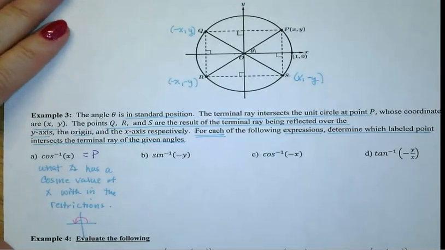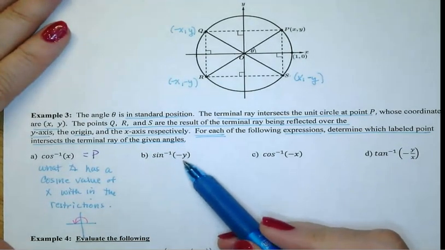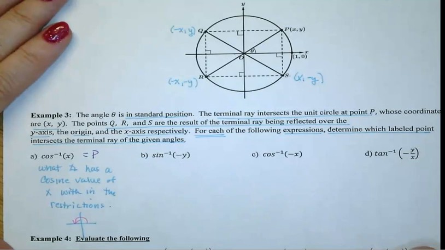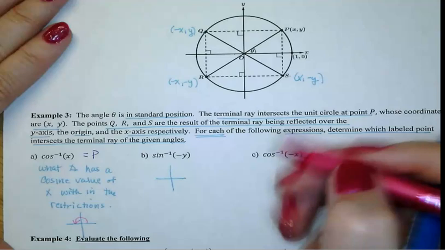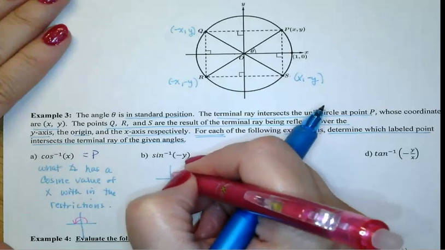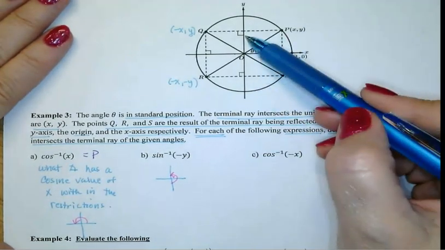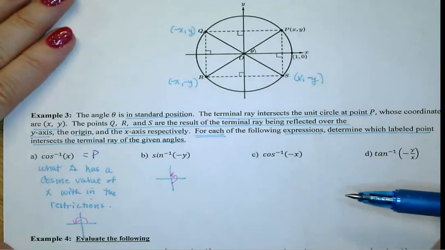Okay, so then the next one, I'm not going to write this statement out each time. I wanted you to have it once in your notes so that you would be aware of what we're talking about. This one is saying sine inverse of negative y. So this is saying what angle has a sine value of negative y within the restriction. Remember, the restriction for sine happens from here up to here. So within the restriction, if I'm looking at this graph, I'm going from here to here, I could be talking about the point P or the point S. Which one of those has a negative y value?